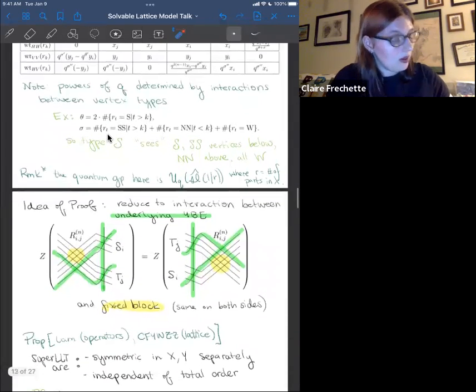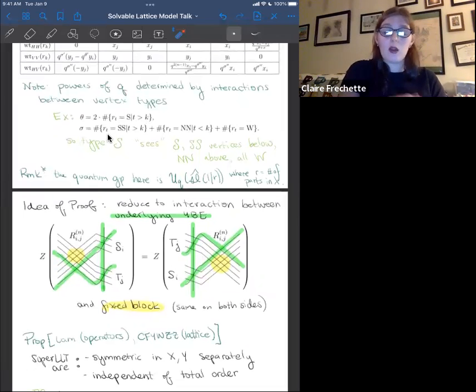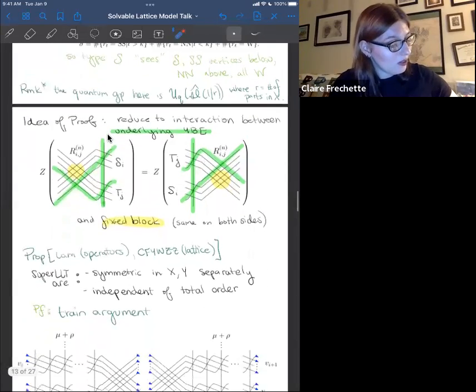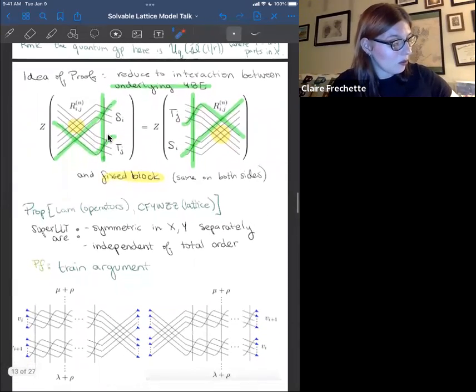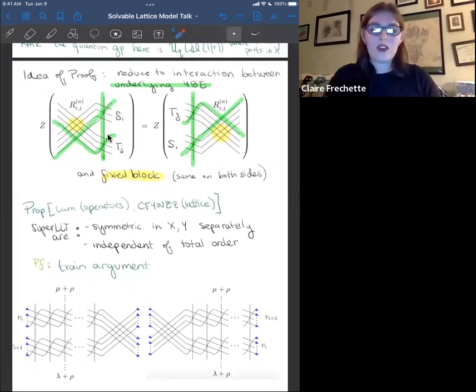So now that we have solvability, we have a Yang-Baxter equation, we can go back to that proposition that Lamb proved using commutativity of operators, and we can give a lattice model proof for it. So superLLT polynomials are symmetric in our X and our Y variables separately, and they're independent of the total order. And the way we do this is by attaching a vertex on one side via our beloved train argument and shoving it through via the Yang-Baxter equation.